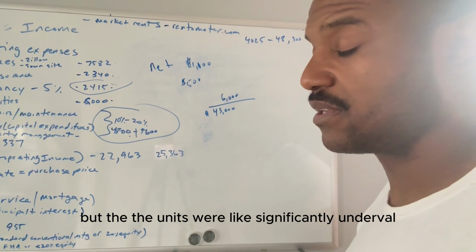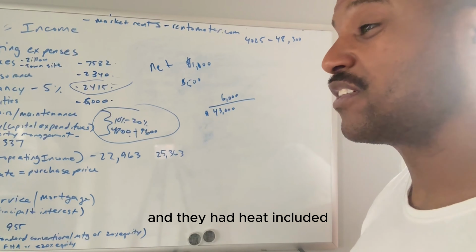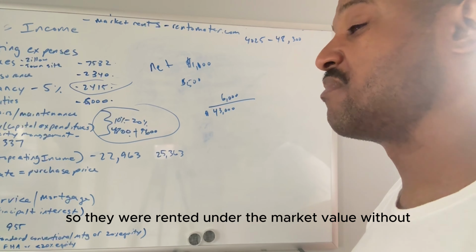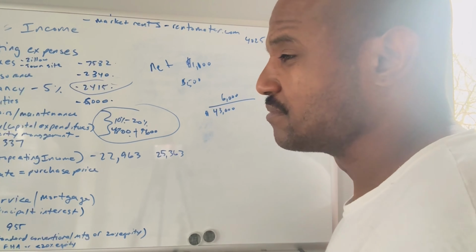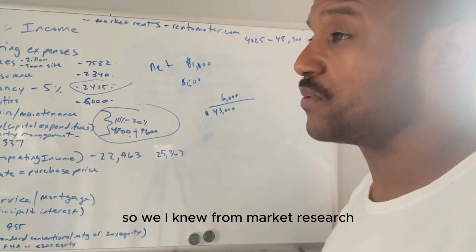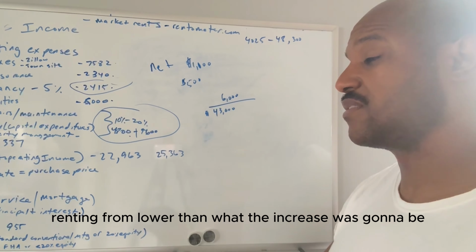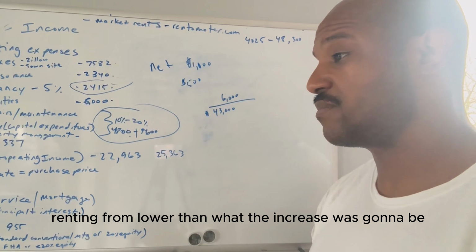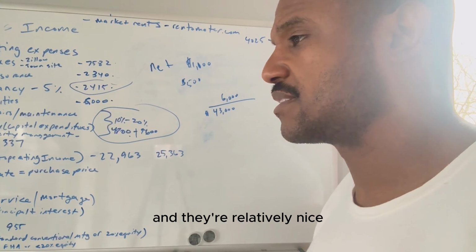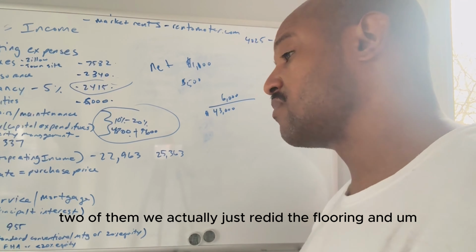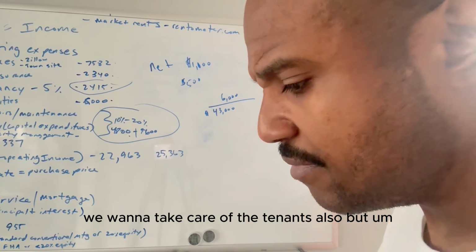But the units were significantly under rented, and they had heat included, so they were rented under the market value without utilities included, and these had utilities included. So I knew from market research that they weren't going to be able to find anything renting for lower than what the increase was going to be, let alone including all the perks that they had, and they're relatively nice units. Two of them, we actually just redid the flooring, and we want to take care of the tenants also.